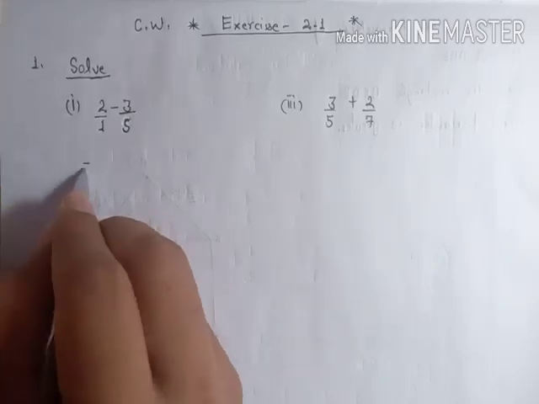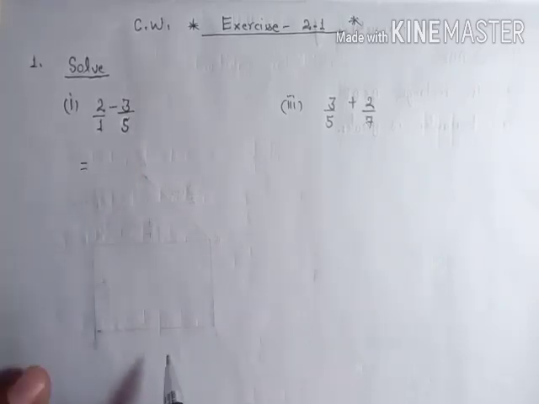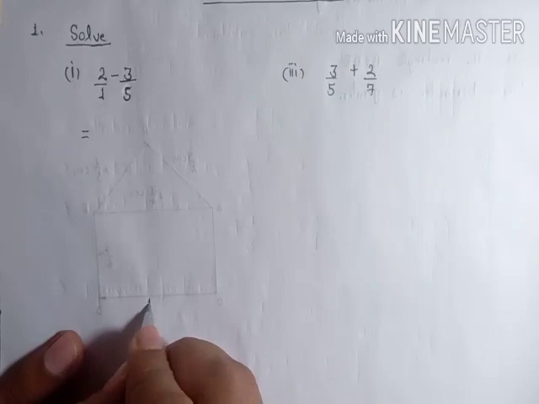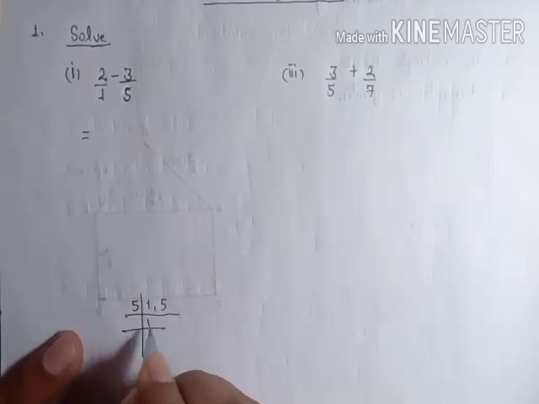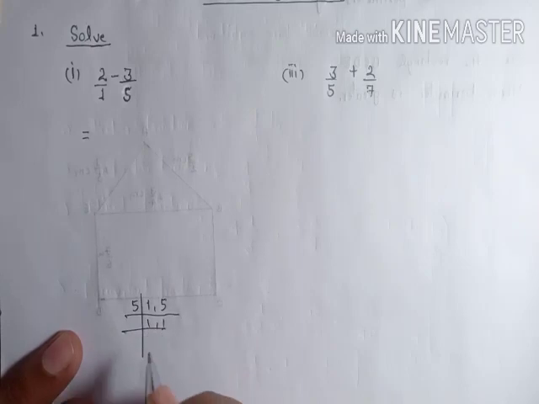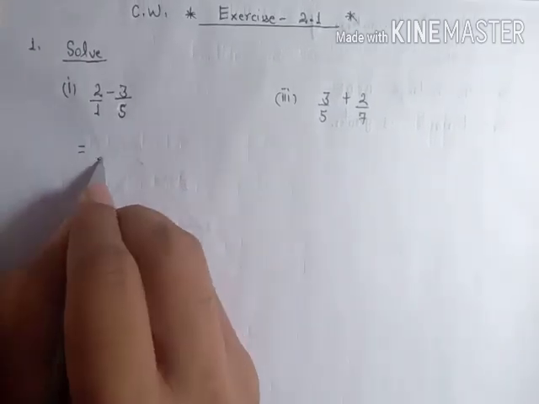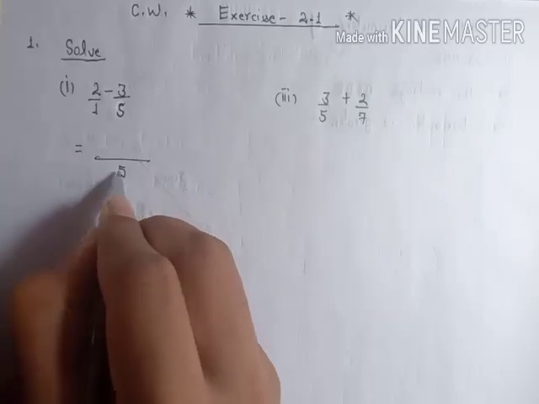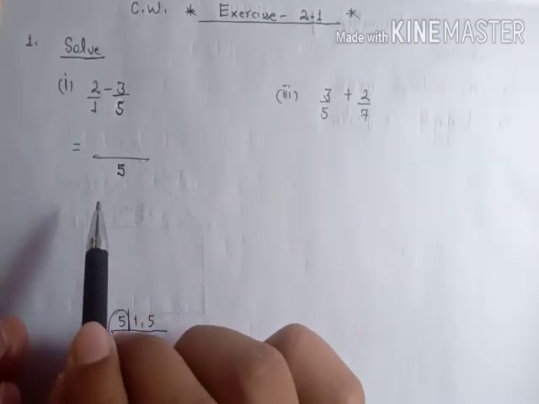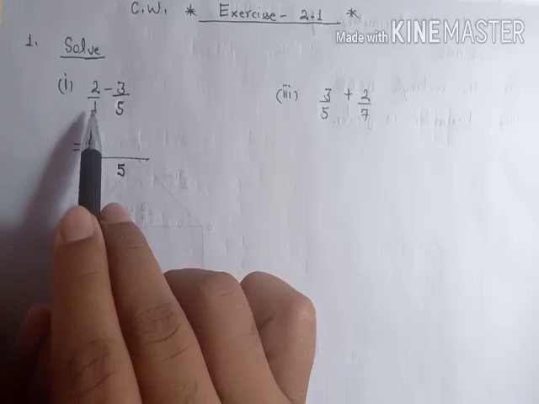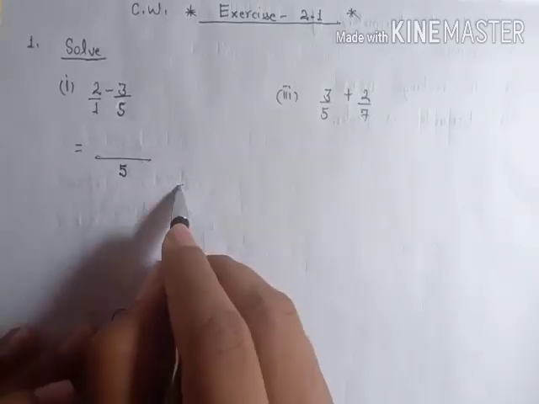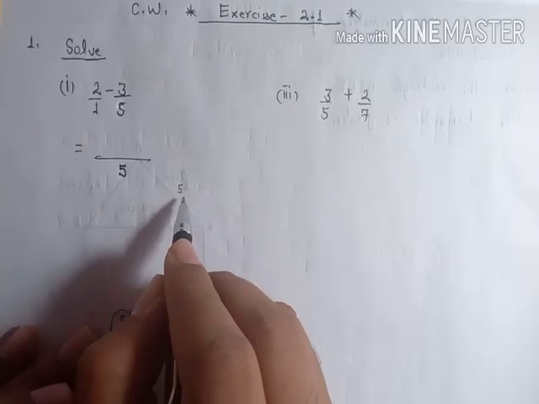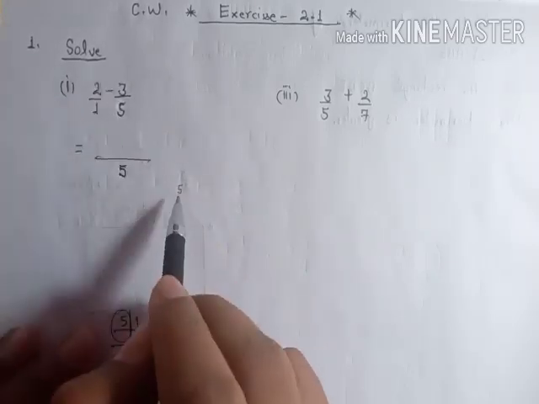And get the LCM of 1 and 5. If you find the LCM of 1 and 5, what will you get? Divide by 5, this is 1, and this is again 1. So 5 is the LCM of 1 and 5. So simply write here 5, and now we divide this LCM by the denominator of the first fraction. When you divide 5 by 1, your quotient is 5.